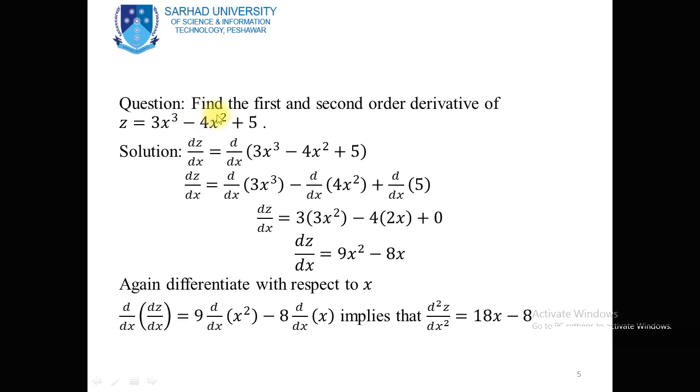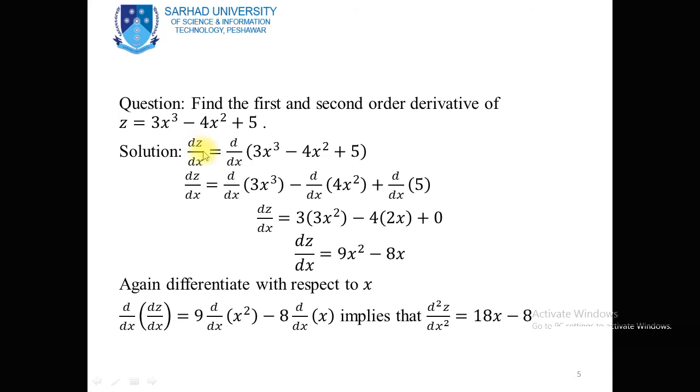Now another problem, to find the first and second order derivative of the function z is equal to 3x power 3 minus 4x square plus 5. Dear student, note that in this function z is the dependent variable and x is the independent variable. We take the derivative of any function with respect to its independent variable. So first of all, note what the independent variable is in the function. In this problem, x is the independent variable, so we take the derivative of the z function with respect to x.